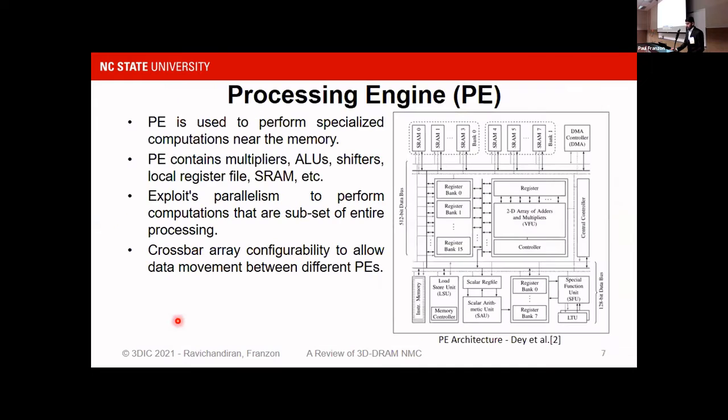This is a snippet of one of the processing engines that has been developed at NC State by a previous alumnus called Sumon De. This gives you an overview of the special operations handled by the processing element, along with some inbuilt memory in order to exploit the reuse of the temporal data that is being used.